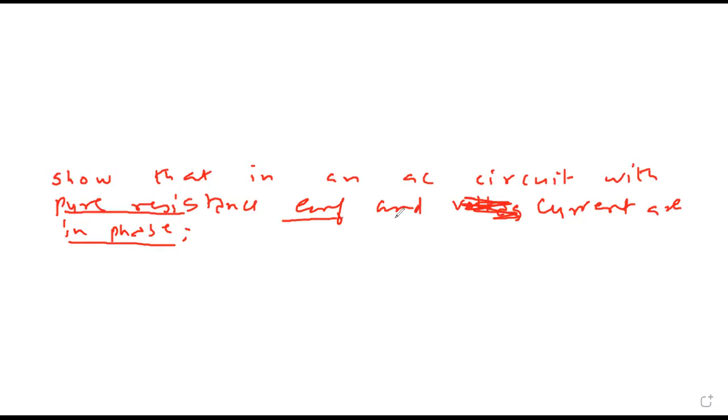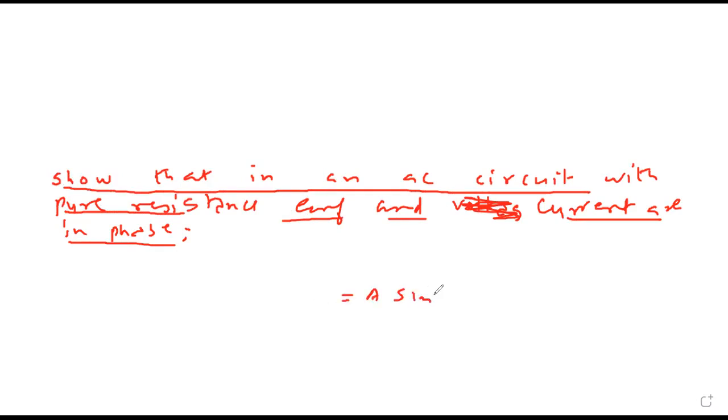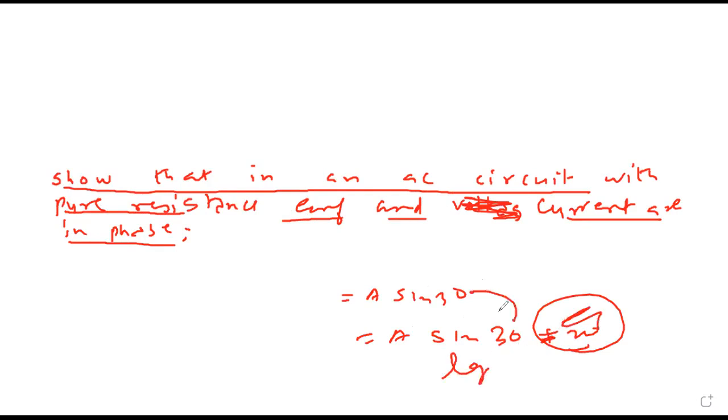In phase means their equations will be of the same nature. See, if something is like a sine 30 and another is a sine 30 plus 20, then we say this is leading by 20. If minus, then we say lagging. If the same 30, then we say they are in phase with each other. Okay, is the meaning of in phase clear?